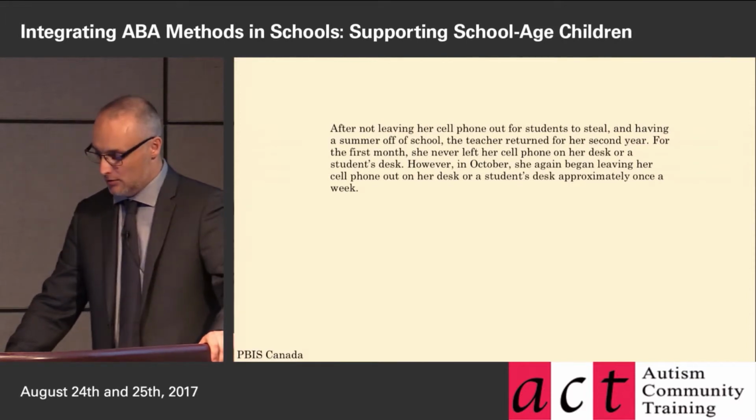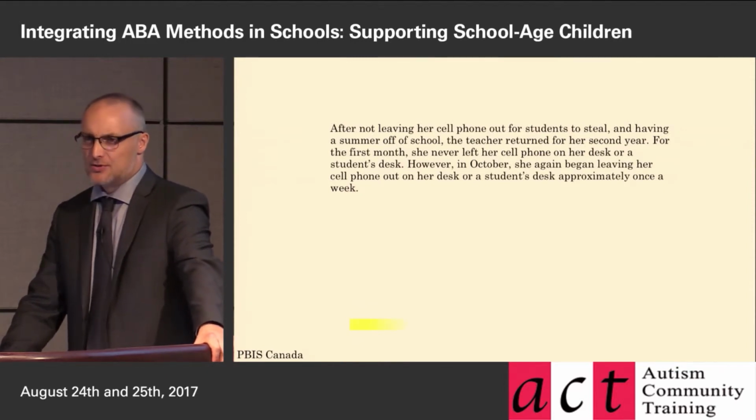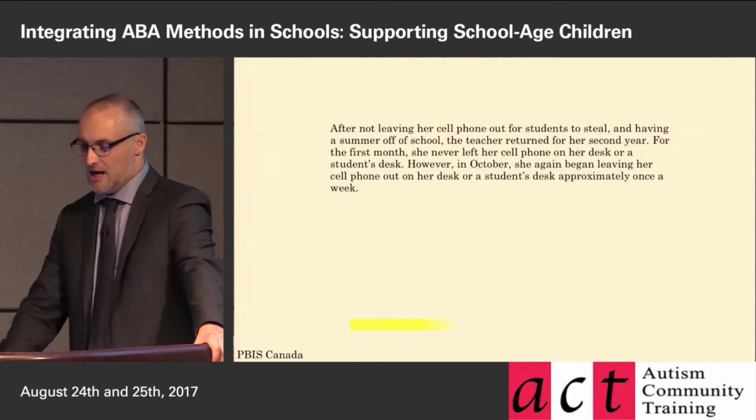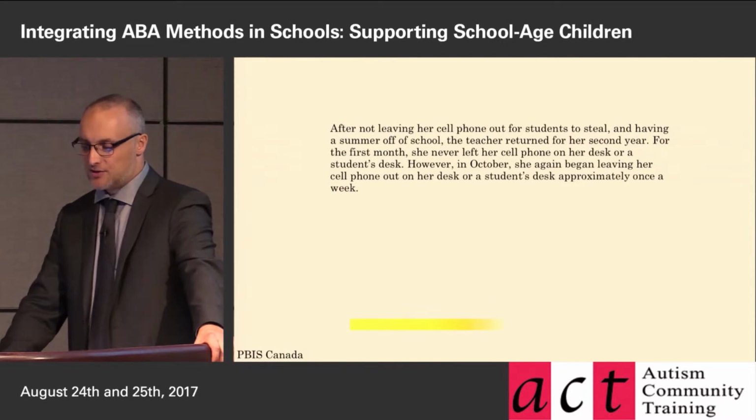After not leaving her cell phone out for students, now following from the last one, and having a summer off of school, the teacher returned for her second year. For the first month, she never left her phone on her desk or student's desk. Because remember, that behavior had been shaped by punishment last year. However, in October, she again began leaving her cell phone out on her desk or student's desk about once a week. Which of the 6 principles we've covered explains this?